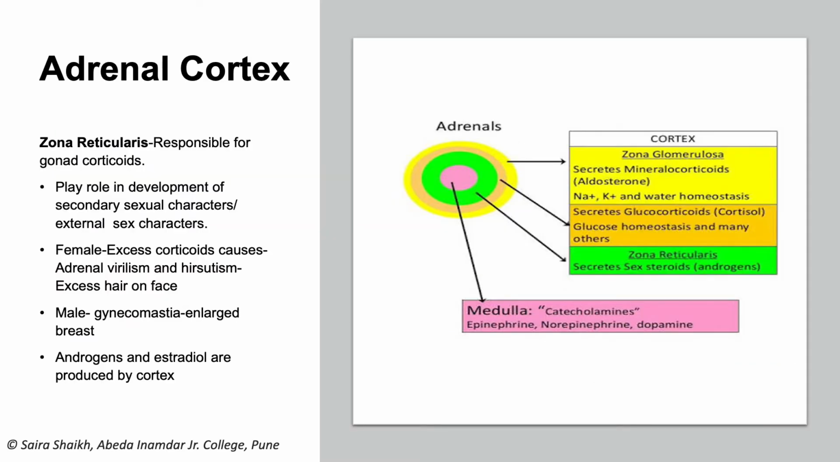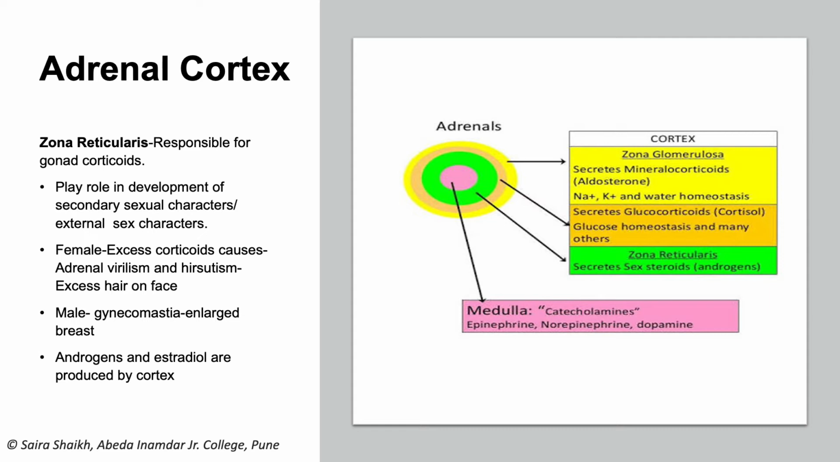Let's move on to the third layer, which is the innermost layer of the cortex, and it's termed the zona reticularis. It is responsible for the secretion of gonadocorticoids. They are also called androgens. They play a very important role in the development of secondary sexual characters. These characters are also called the external sex characters. With the help of these characters, externally, we can identify male and female.